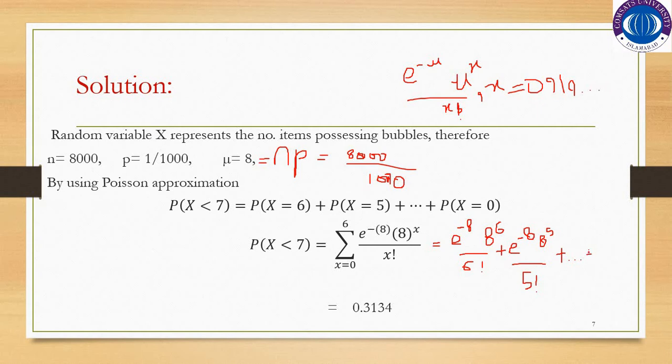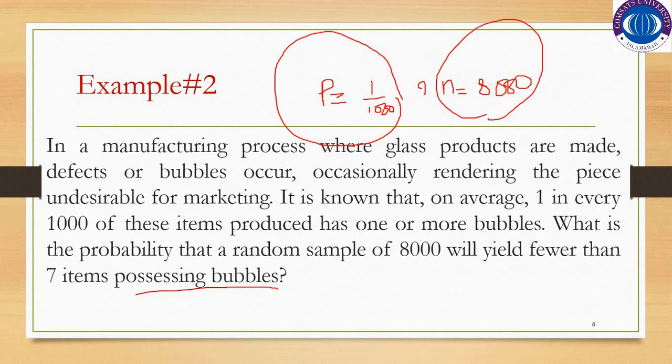It will end at e raised to power minus 8 and 8 raised to power 0 over 0 factorial. By simplifying this, we will get the probability 0.3134, which is the probability that fewer than 7 items possess the bubbles.